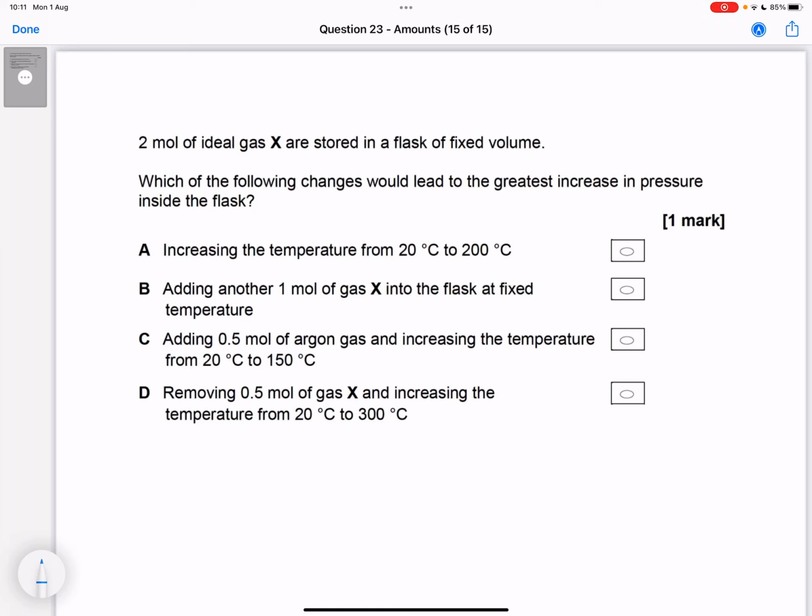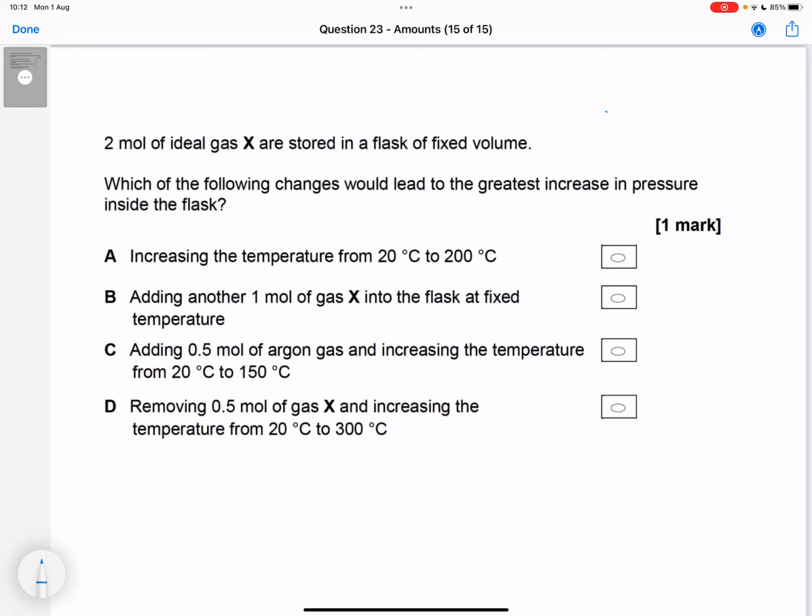So this question says 2 moles of an ideal gas are stored in a flask of fixed volume. So we've got a fixed number of moles and a fixed volume. Which of the following changes would lead to the greatest increase in pressure inside the flask? So what we need to do here is not necessarily work out the pressures. What we need to do is work out the scale factor, how much we increased things by in order to do this change. And there are some things here meant to trick us.